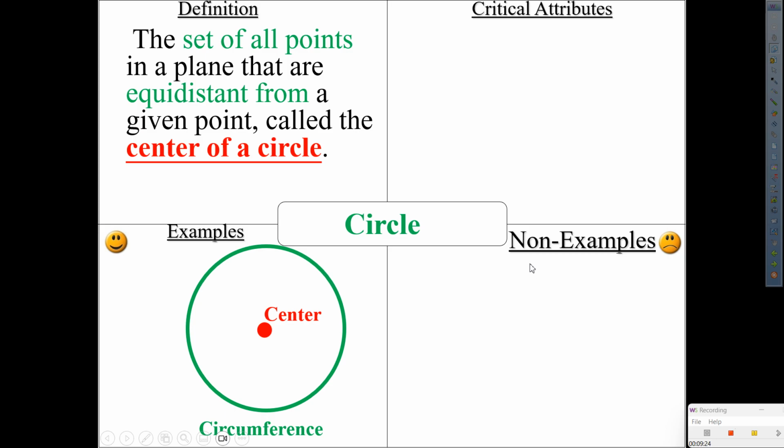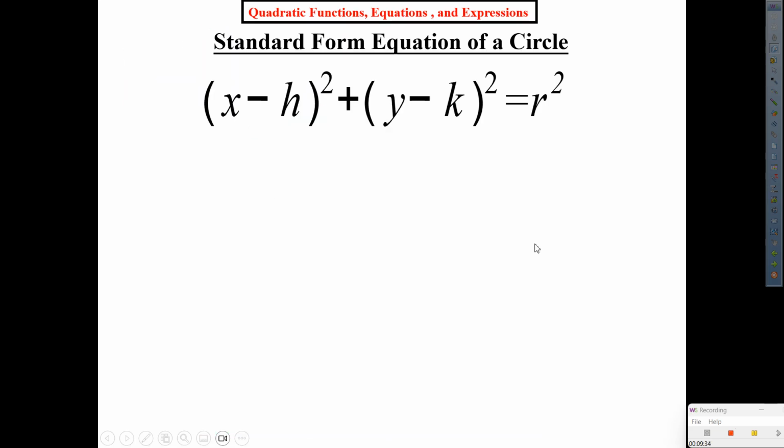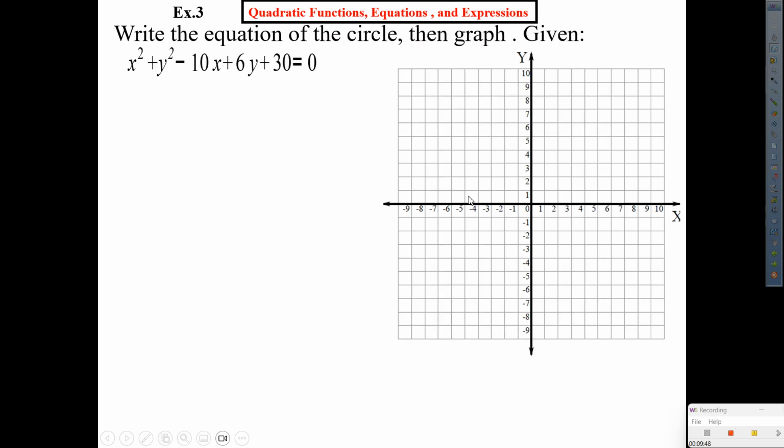Anyways, once again, a reminder: if you're absent, go into my YouTube channel and watch the video lesson of the day so you don't fall behind. Anyways, our standard form equation is x minus h squared plus y minus k squared equals r squared. We did the easy problems, example 1, example 1Q, and example 2 and example 2Q. However, some of you might have had problems with these kinds.